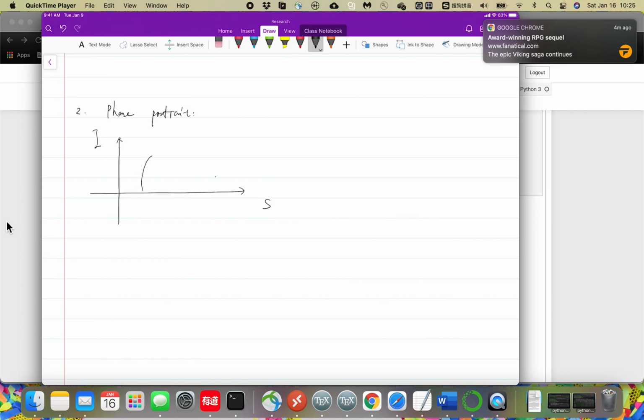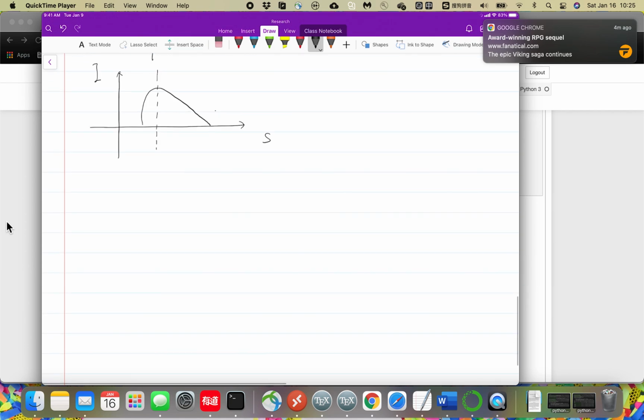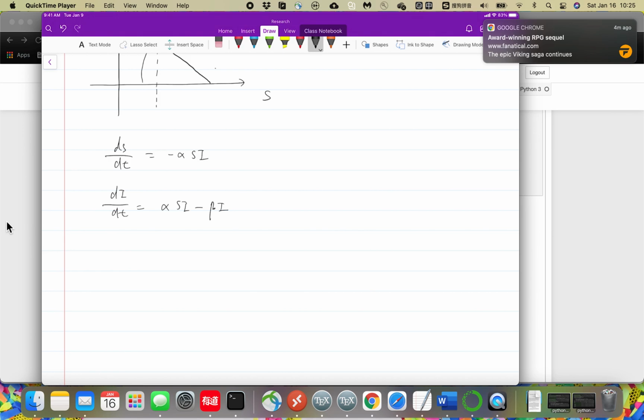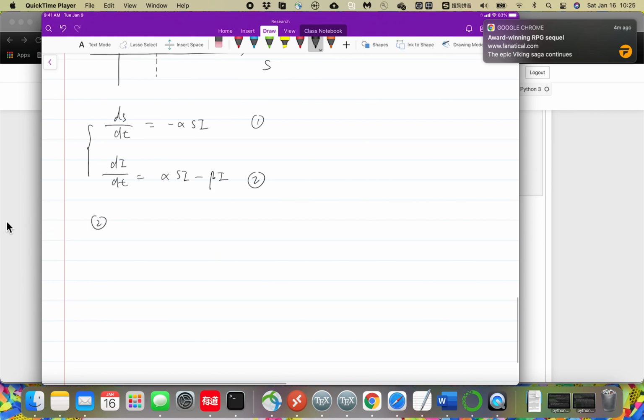Okay, remember, if we could solve it, we would, but we cannot. So what we can do is an approximation. ds over dt, okay, equals negative alpha s i. di over dt equals, this is what we got. All right. So now what I will do is I will take these two equations. I take 2 and divide it by 1. That's the left divided by left. So t is gone.